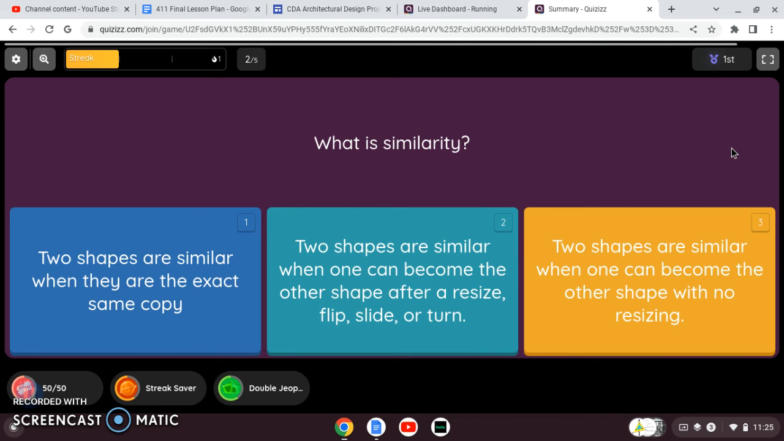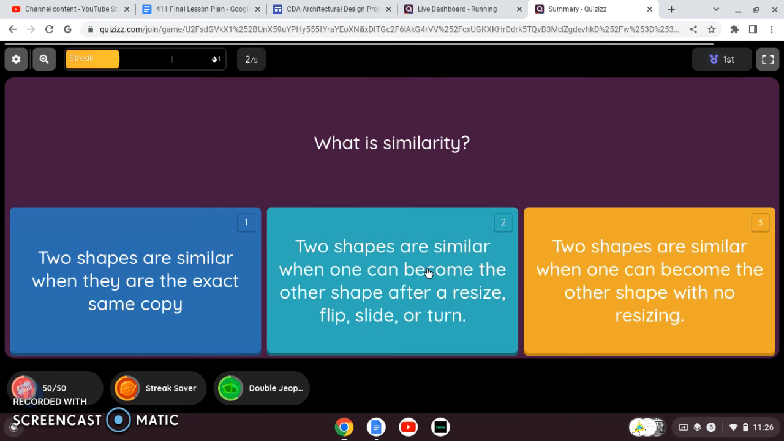So there's a lot of words going on here. If I look at the first one, it says 2 shapes are similar when they are the exact same copy. Well, if I know that they're the exact same copy, we know that congruent, our last question, had the same shape and size. So that would be the same copy. So I know that my first option cannot be similarity.